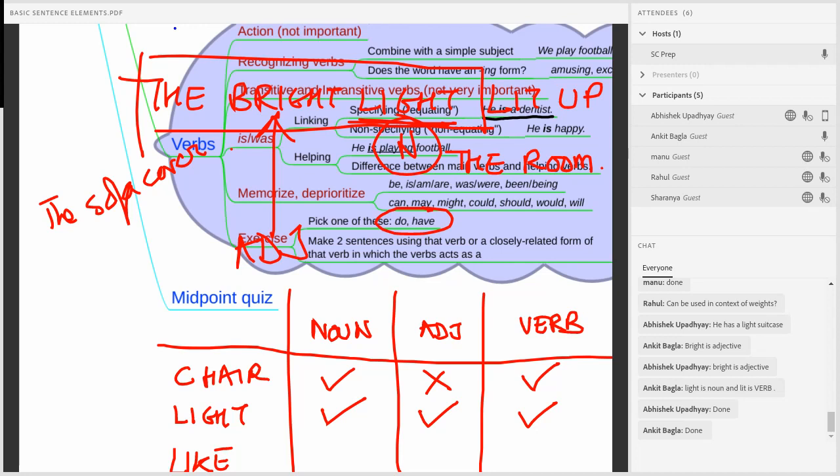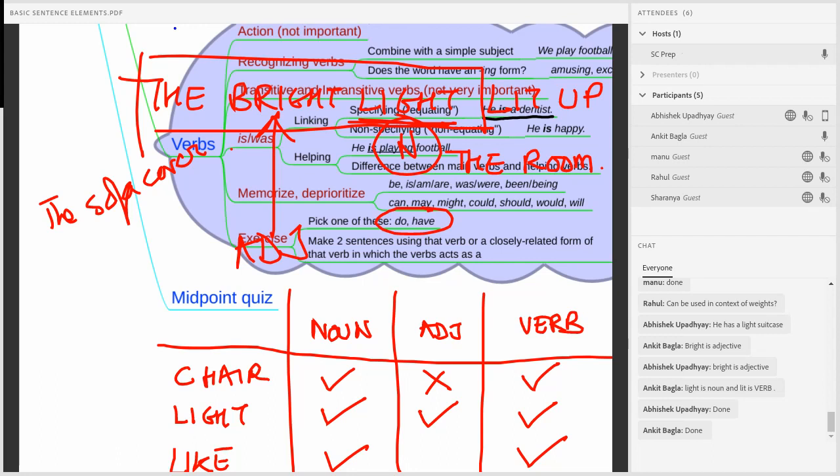Like can be used as a verb. He likes chocolate. And it can be used as a noun also. His like of chocolate is unworthy. Normally you would say his liking of chocolate, but your broader point is correct. Like can be a noun. So, noun and verb?